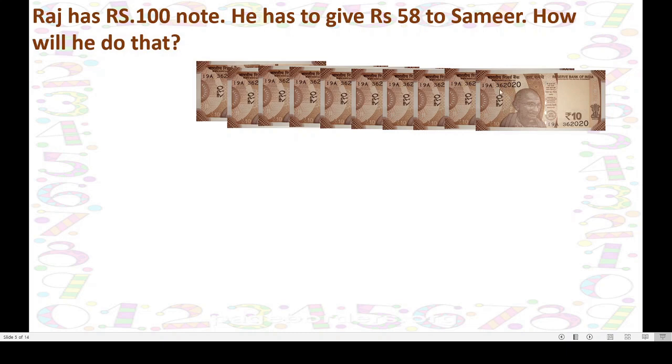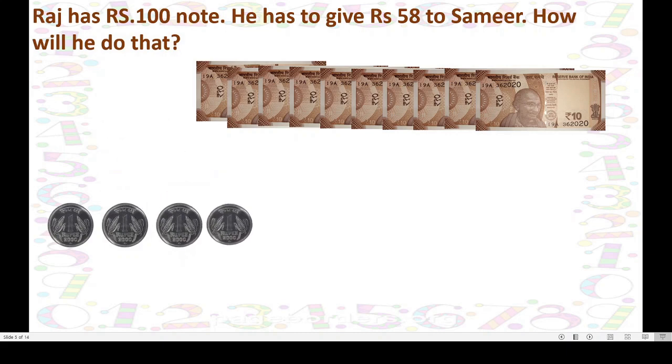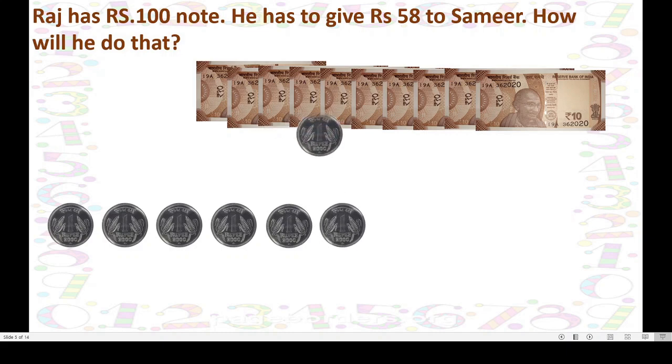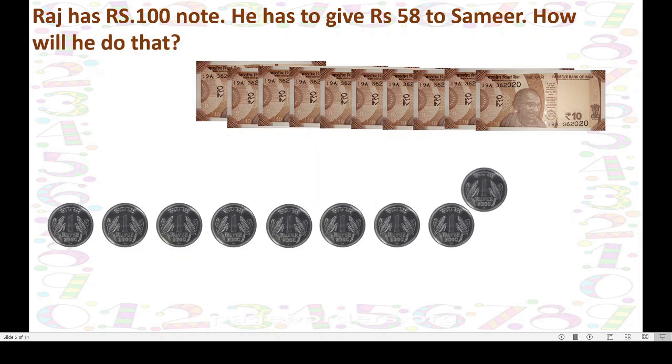So what will he do? He will take change for rupees 10 from the same shopkeeper. He will ask for 1 rupee coins. Now the shopkeeper will give 10 coins of 1 rupee, right? We know that. 6th coin, 7th, 8th, 9th and 10th.